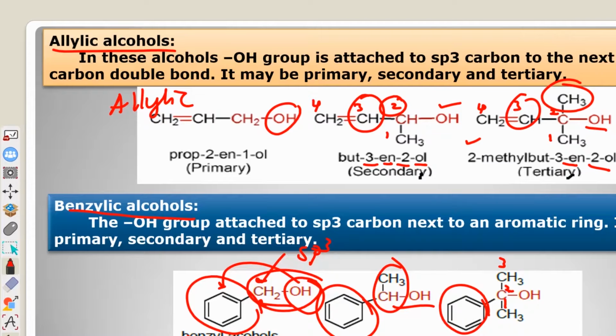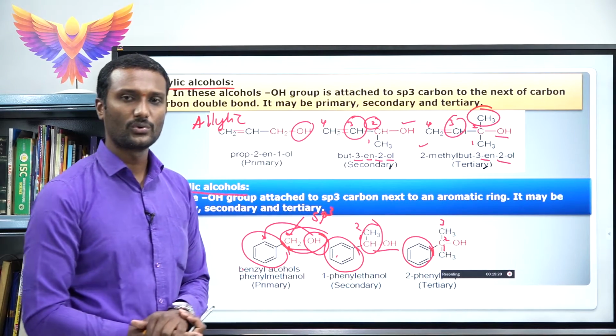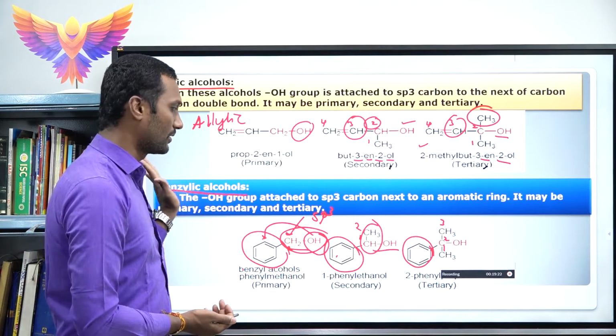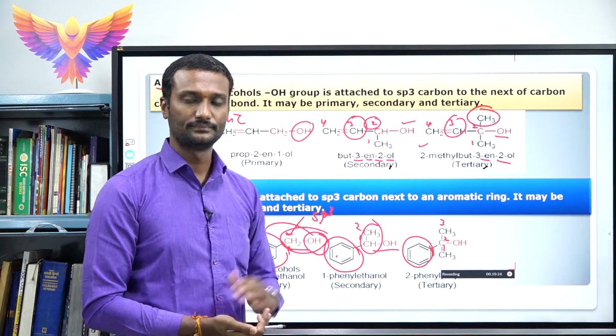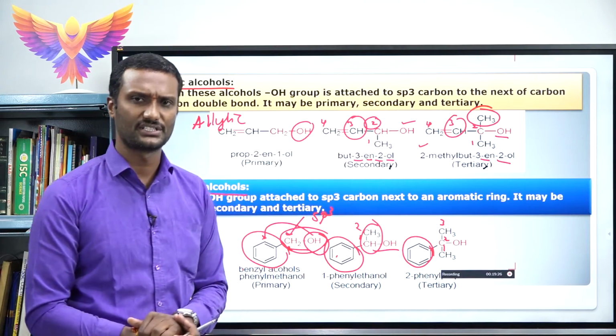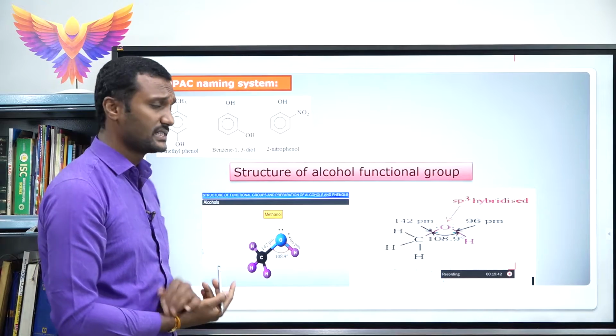Now you can observe, students, there is a phenyl; the numbering we started from which end? We have given 1, 2. In the 1 position there is a phenyl group, and in the 1 position there is an OH group. If you come to here, 1, 2, 3, in the 2 position there is a phenyl group, and again in the 2 position there is an OH group. So this is the way to name alcohols for the different types of hybridization.